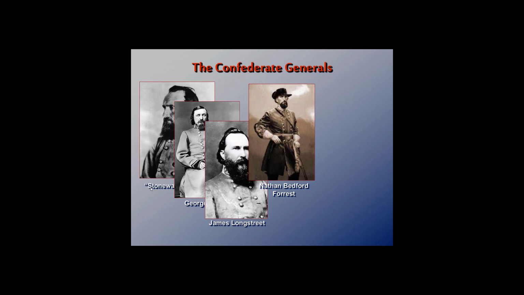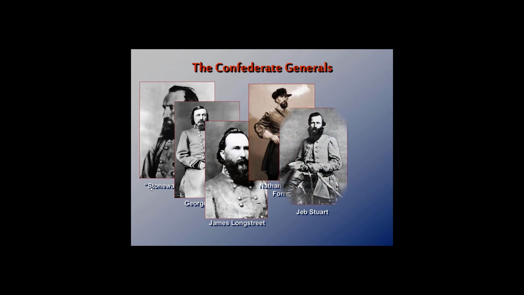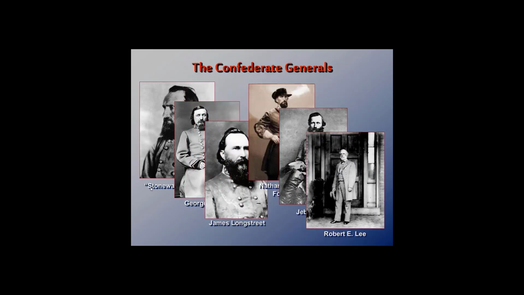We have Nathan Bedford Forrest, who, by the way, becomes the founder of the Ku Klux Klan, and also a relative of Forrest Gump. We have Jeb Stuart, and we have Robert E. Lee, who eventually surrenders to Grant.